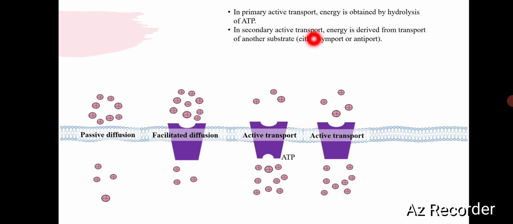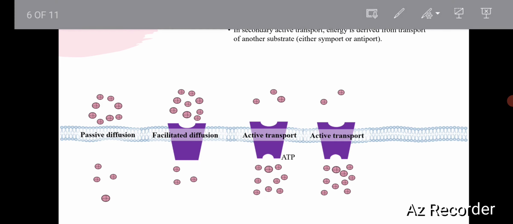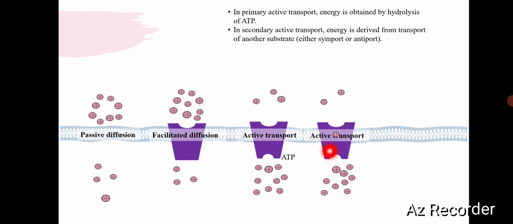In secondary active transport, energy is derived from the transport of another substance in the same direction. For example, the sodium glucose cotransporter, which moves glucose into the cell along with sodium ions, or in the opposite direction, that is antiporter. For example, the sodium calcium exchanger, which moves calcium ions out of the cell while sodium ions move into the cell.